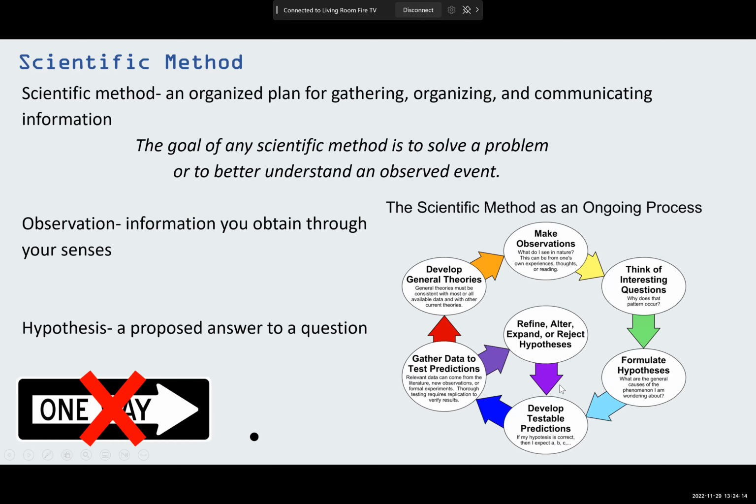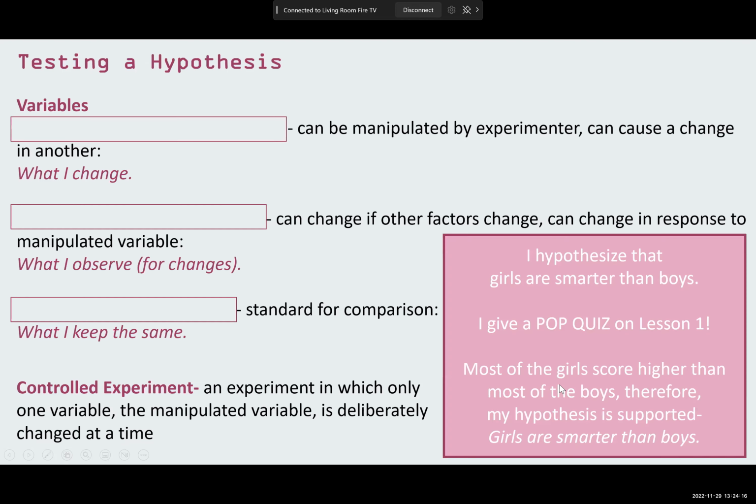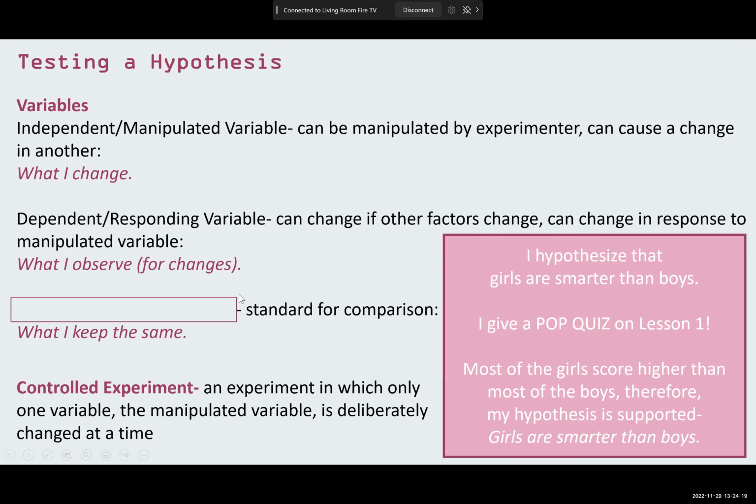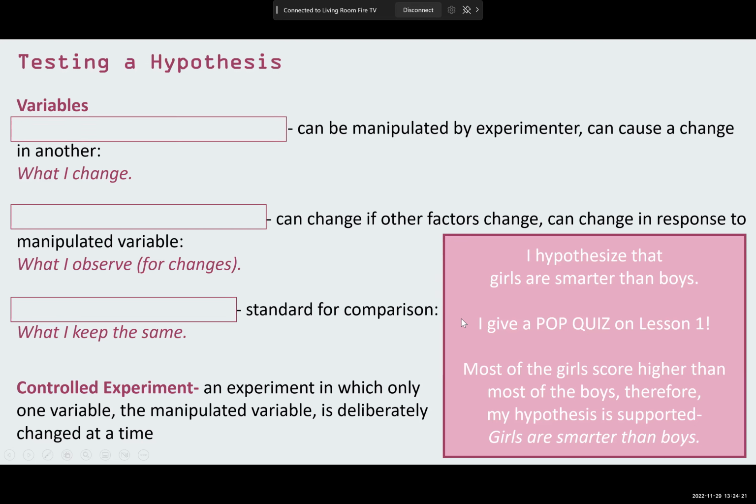All right. It doesn't go one way. It moves around. Okay. It can be manipulated by the experimenter and can change in another. What do you change in your experiment? What do you change? Do you remember? Yes, that's my girl. Independent or manipulated variable. We usually say independent. That is what you change.